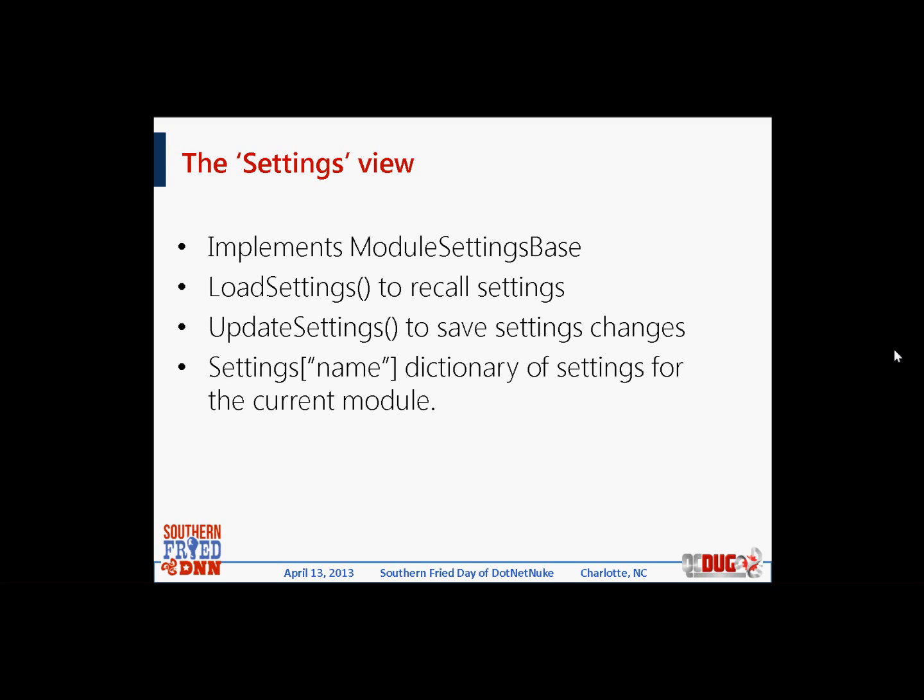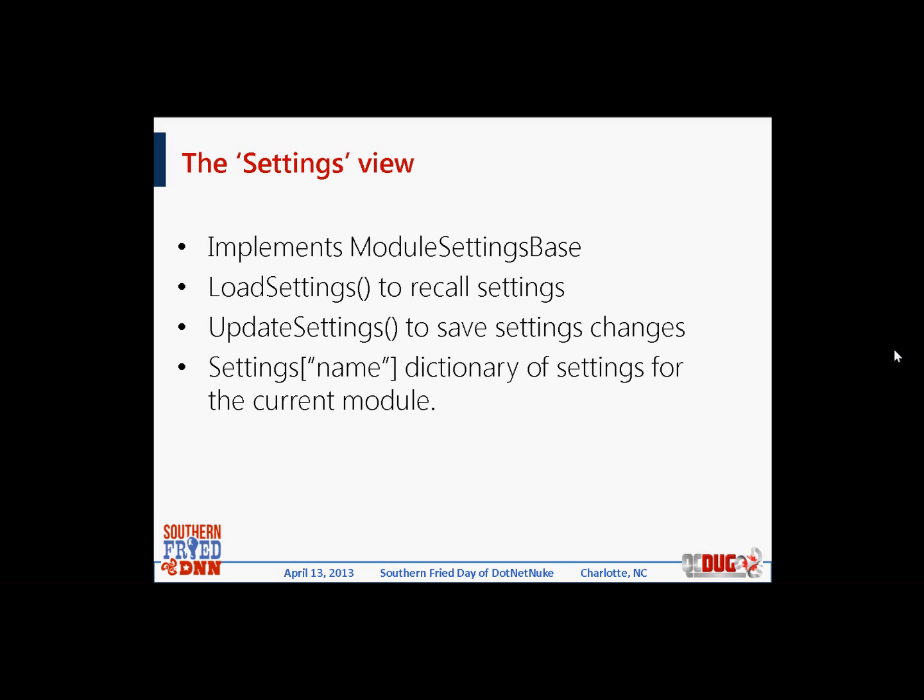So when you inherit from module settings base, you have to implement two methods: load settings and update settings. And this just does what you think it might do. Load settings is where you put your code to recall the settings. In other words, get the settings out of the dictionary and apply them to whatever fields you have. And then update settings is the reverse of that: apply the changes in the fields of your form to the settings dictionary.